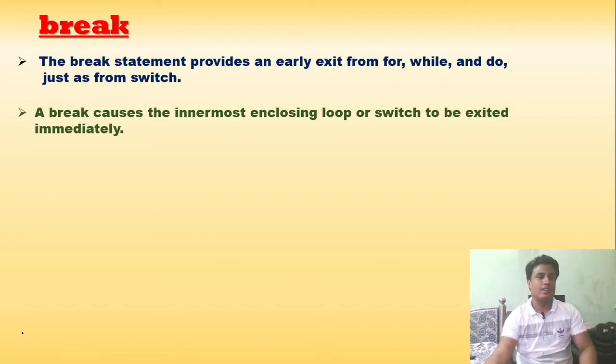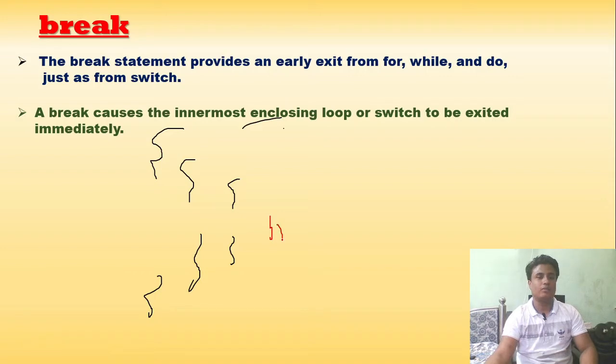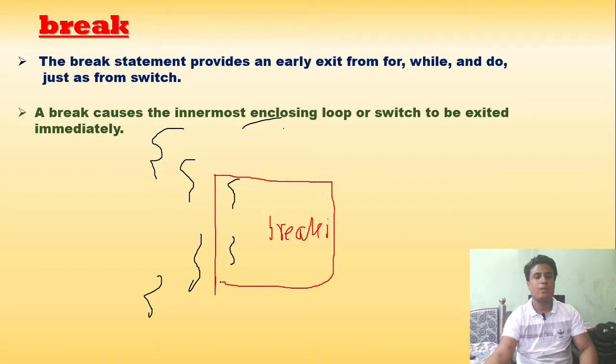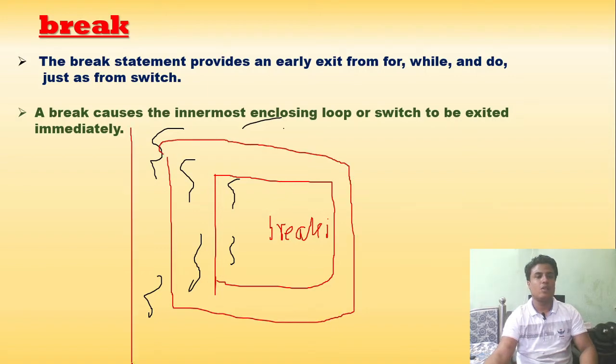Nothing more. What does innermost enclosing loop mean? Suppose there are nested loops; you will understand it better when I give you an example of nested loops. Suppose there are 3 levels of loops, and suppose we use break in the innermost level. We are using break here. So this is the innermost block, this is one more level of block, and this is the topmost level of block.